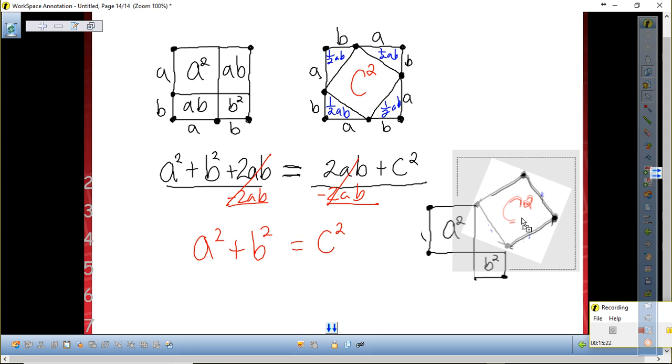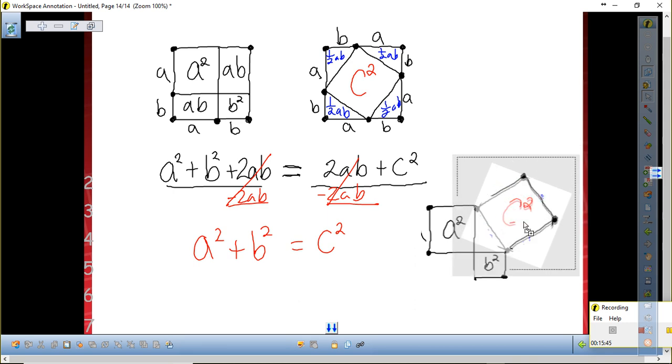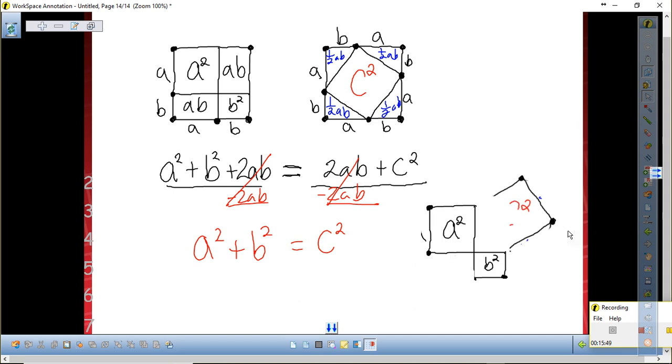Does everybody see what I see? Yes, what we did yesterday, right? Some of you are like, what are we looking at? Does everybody see it, though? Okay. Anyway, so that's another way of approaching the Pythagorean Theorem.